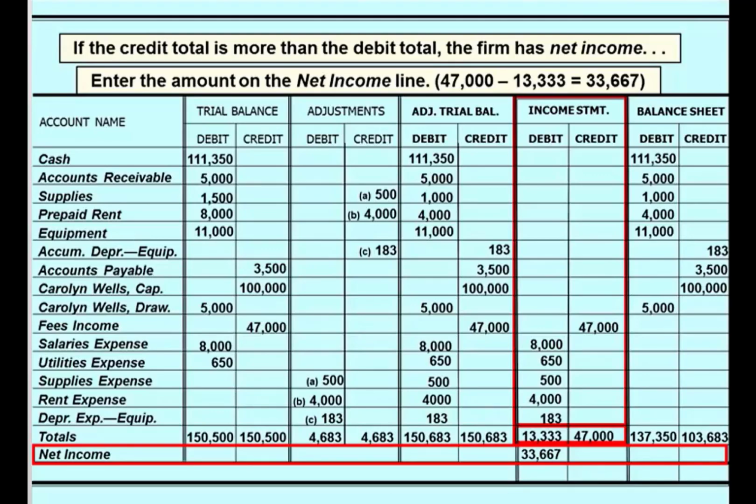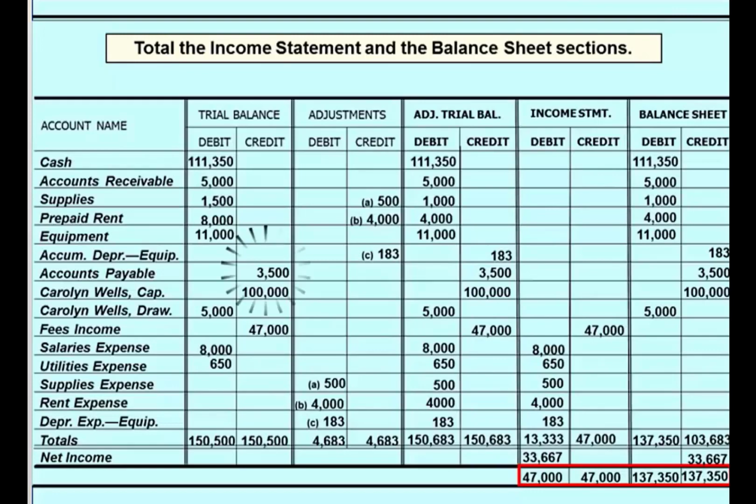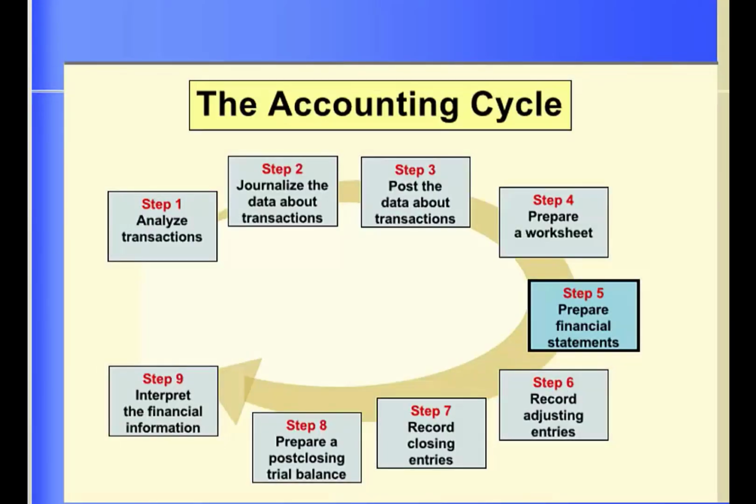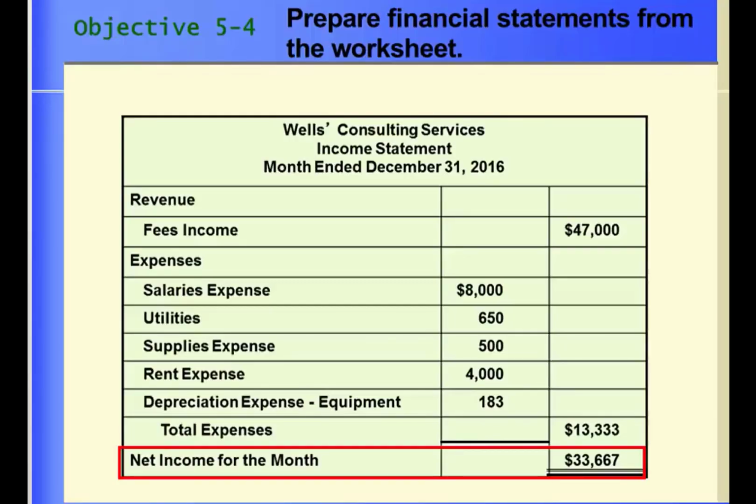Place the same amount of $33,667 in the credit column of the balance sheet section. After doing this, the 2 columns of the balance sheet section will also balance. This has the effect of adding the net income to the owner's capital account. Notice it's on the credit side of the balance sheet section. You can see that the footed columns of the income statement and balance sheet sections now balance.